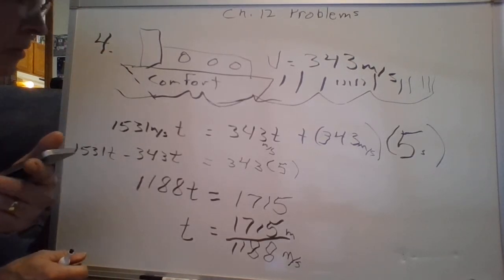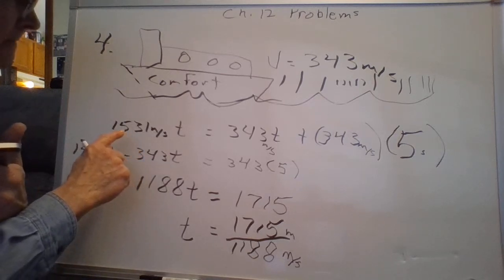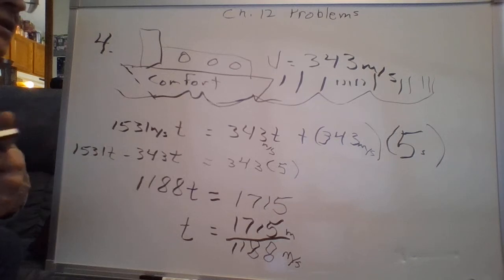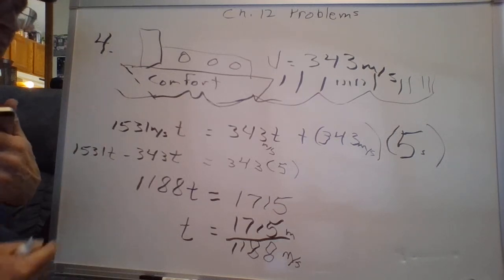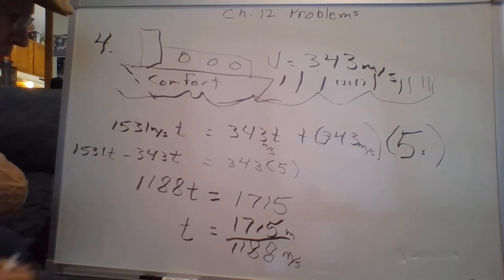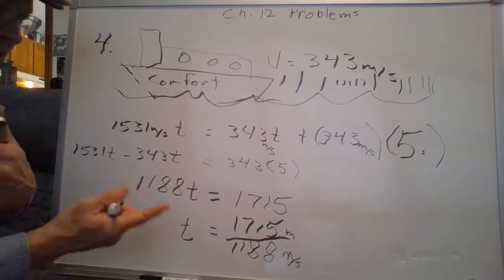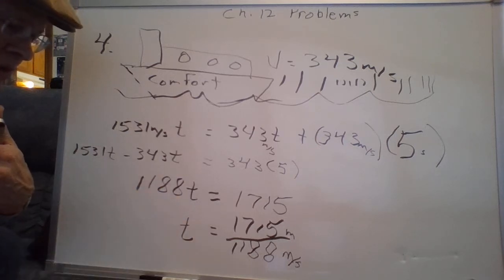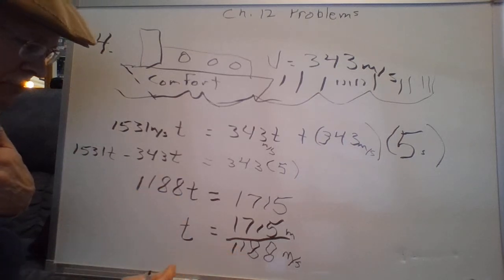Okay, you see what we've got. 1531 t equals 343 t plus 343 times 5. We just distributed 343 times t plus 5. And then we get 1531t minus 343t equals 343 times 5. 1188t equals 1715. I left the unit labels off, but here the unit labels are on there.